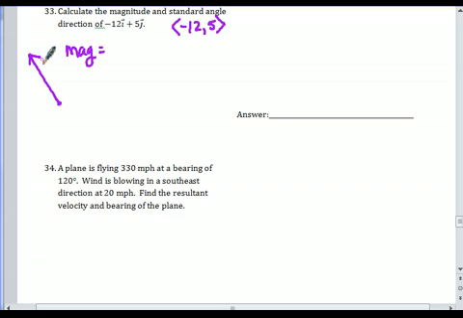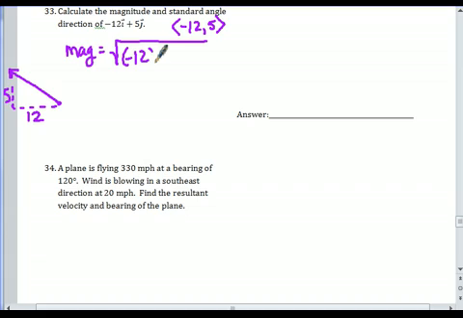So the vector would look something, actually not like that. It would be more like this, with horizontal component of 12 and vertical component of 5. To find how long this vector is, I'm just going to do Pythagorean theorem. Square root of -12 squared plus 5 squared. When you work that out in your calculator, you're going to get a magnitude that's equal to 13. So magnitude equals 13.